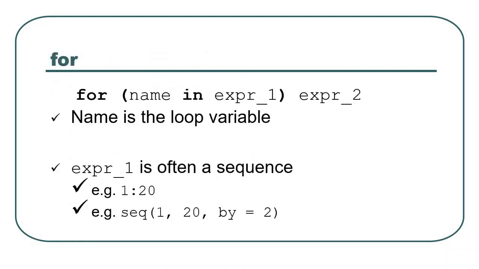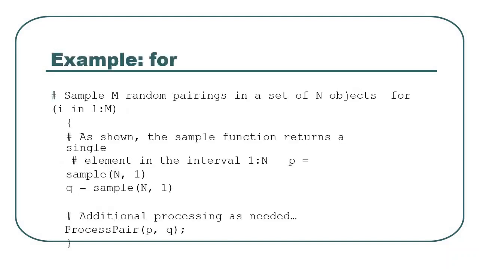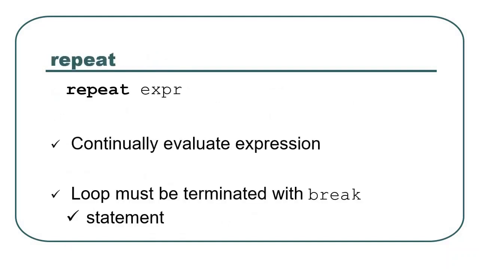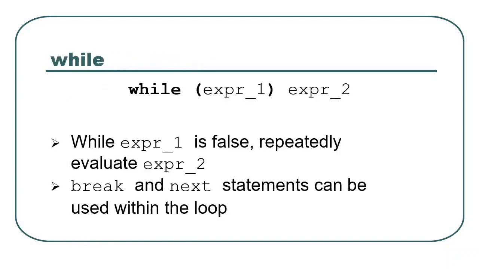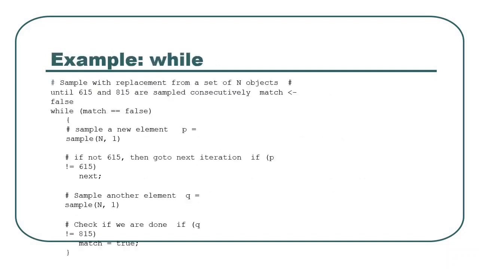Next, this is the syntax for the for loop: for name in expression 1, expression 2. Next, let us consider an example of a for loop. Repeat of an expression means it continually evaluates the expression. This is an example of repeat. Next, let's consider the while loop. This is the syntax: while expression 1, expression 2. And this is the corresponding example of how we can use a while loop.